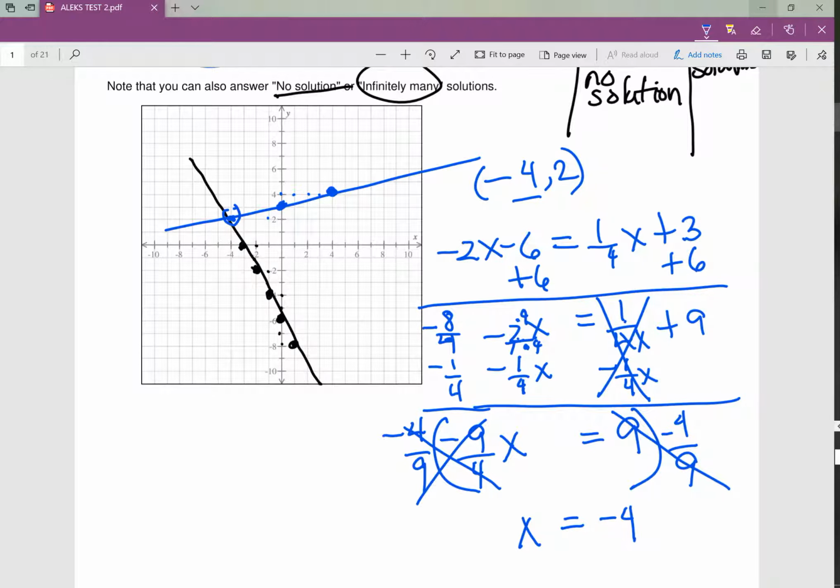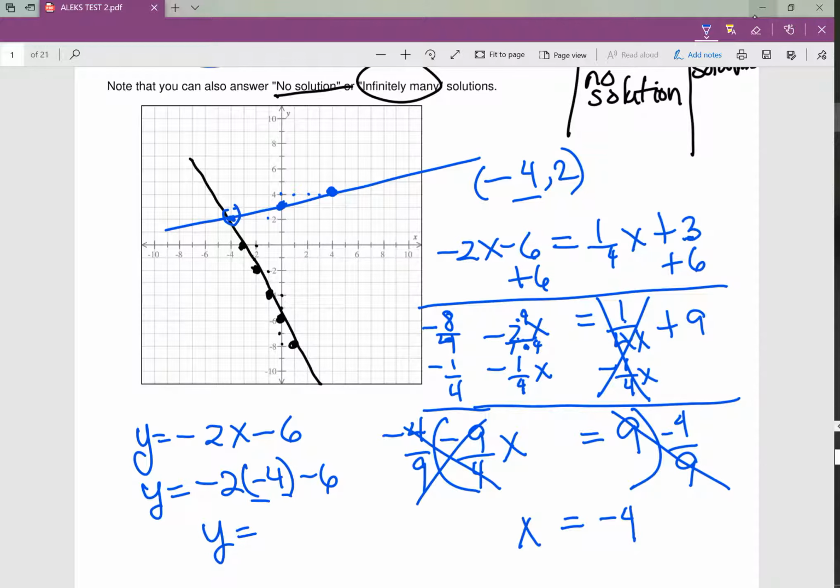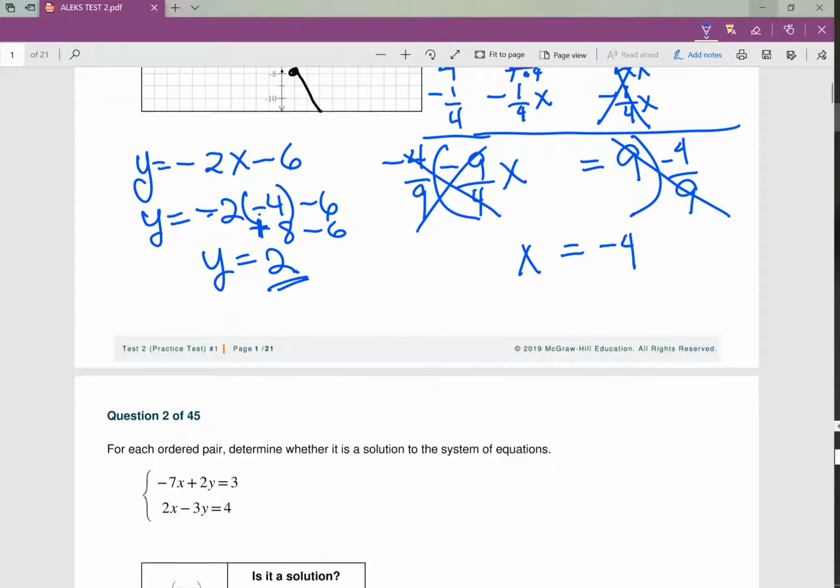Now, at this point, I have two equations. I have y equals negative 2x minus 6, which I like to use. I also have y equals 1/4 x plus 3, but I'm going to use this one just because. No particular reason. And if I do negative 2 times negative 4 minus 6, notice that I get y is equal to negative 8. Actually, positive 8. Two negatives make a positive. Minus 6, which is really 2. Again, look at my answer here. Alright. So there's multiple ways of approaching that question.